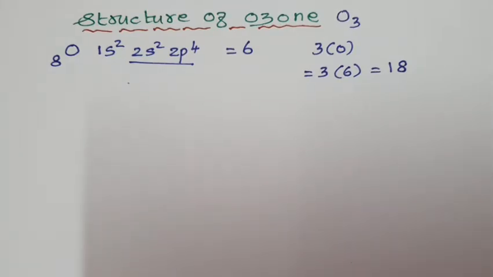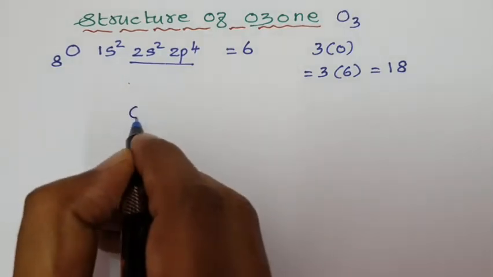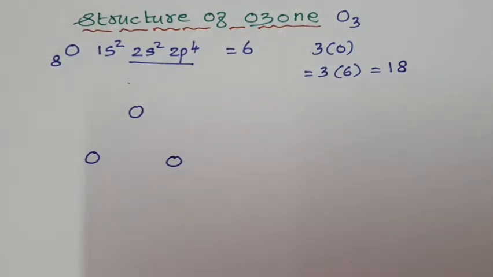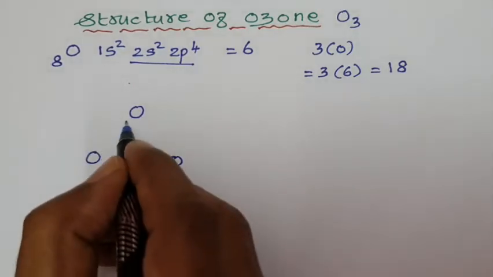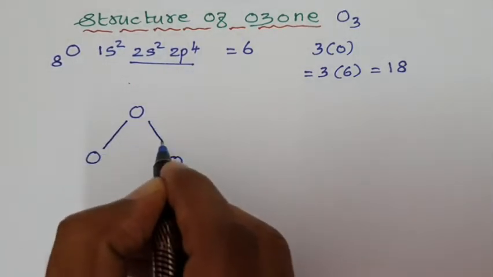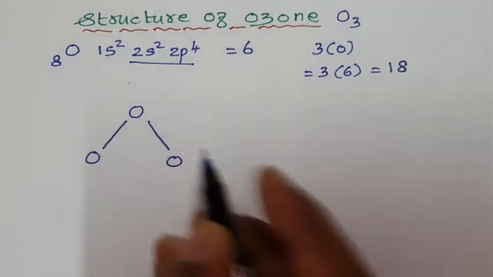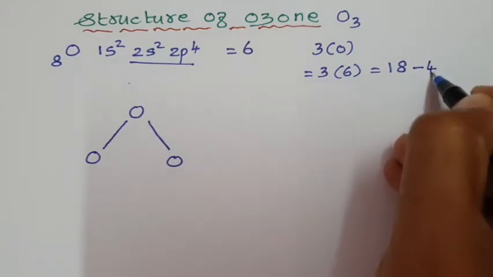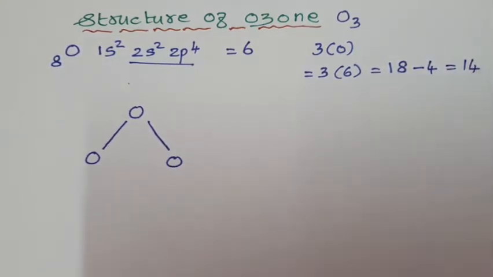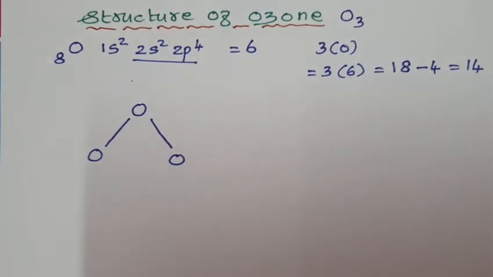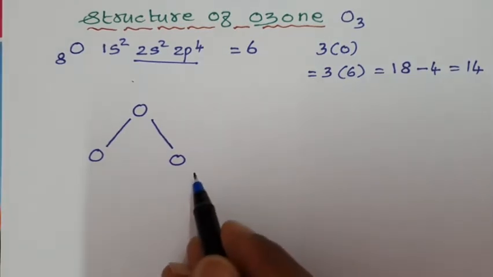How to draw the structure of ozone? Oxygen, oxygen, oxygen. In the Lewis structure, first the atoms are joined by using a single bond. A bond contains 2 electrons, so 2 bonds containing 4 electrons; 18 minus 4 is equal to 14 electrons we have. Those 14 electrons are used to fill lone pairs on the oxygen atoms to fulfill the octet.